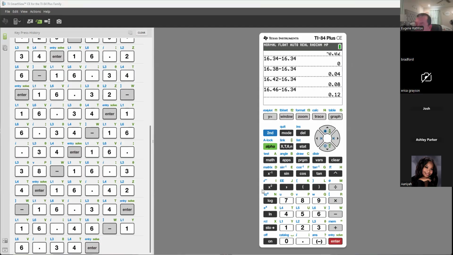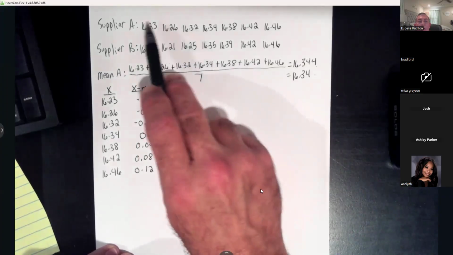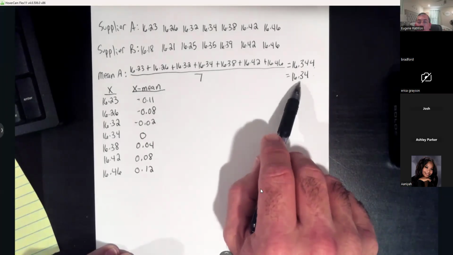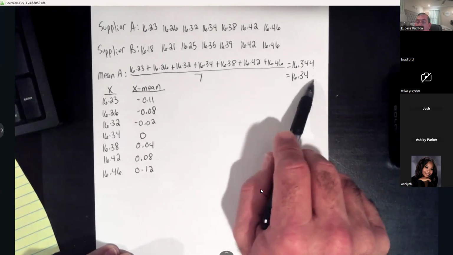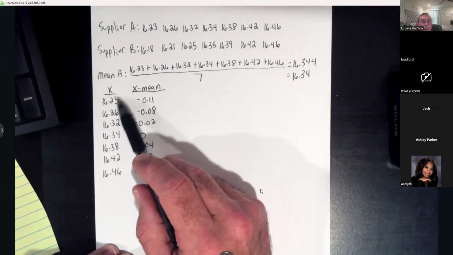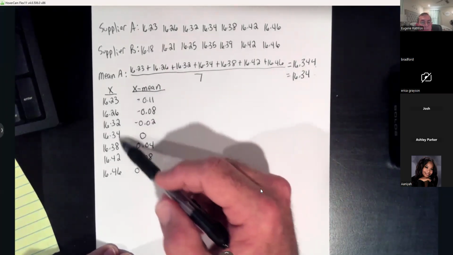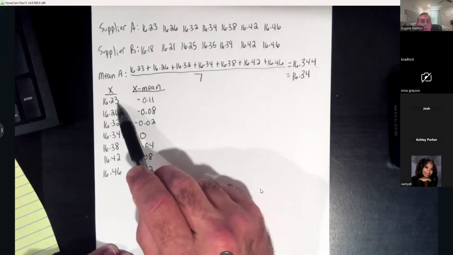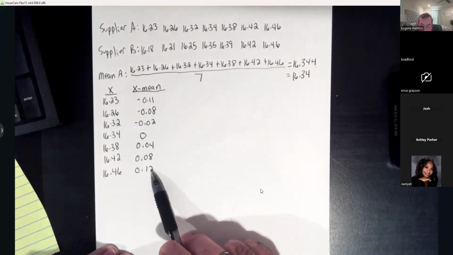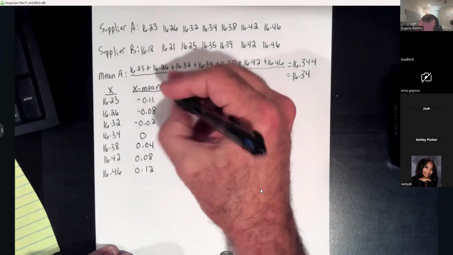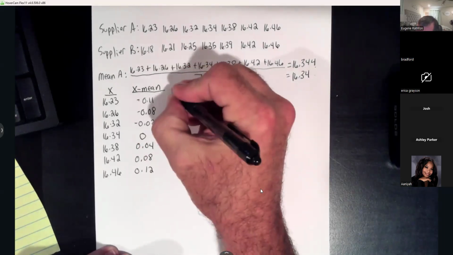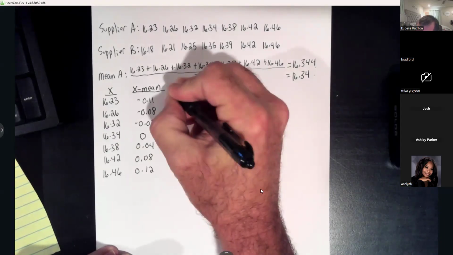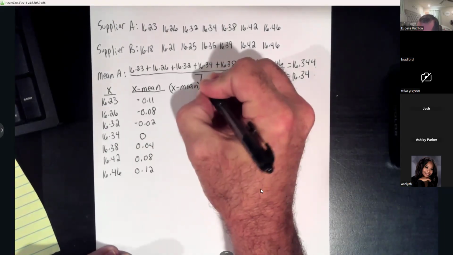All right, so we found our mean first by adding all the data points for A and dividing by 7. We got 16.34 rounded off to 2 decimal places. So I took each of these x's, put them in a line, and subtracted this mean from each one to get this column. Now our next step is to take each of these x minus means and square them.